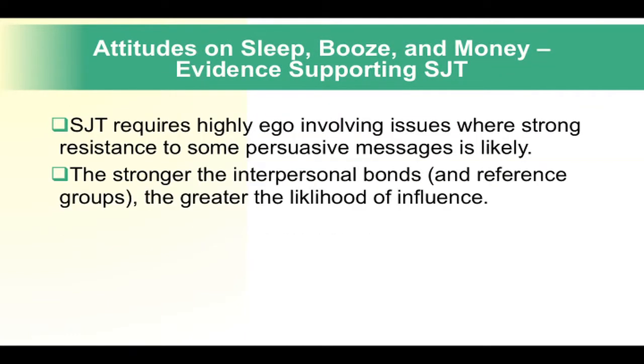Attitudes on sleep, booze, and money, evidence supporting social judgment theory. Social judgment theory requires highly ego-involving issues where strong resistance to some persuasive message is likely. The stronger the interpersonal bonds in the reference groups, the greater the likelihood of influence.